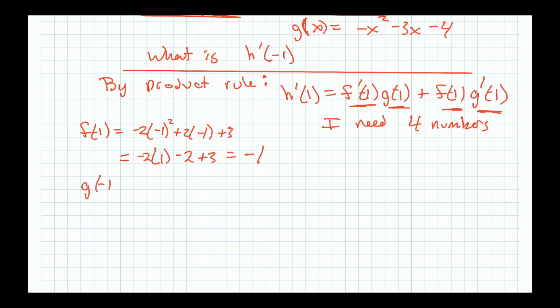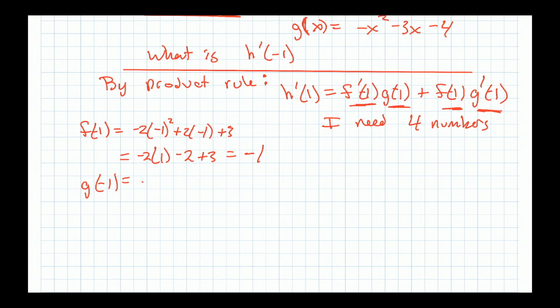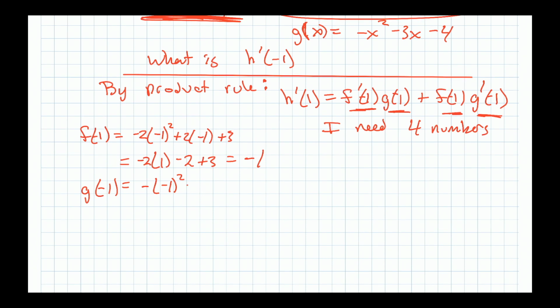Another number is g of negative 1. So that's plugging a negative 1 into the second one. So that's negative 1 squared, it looks like, minus 3 times negative 1 minus 4. So that is minus 1 plus 3 minus 4. So what's that? Is that negative 2? I think that's negative 2. Right? So I got 2 of the numbers that I need here and here.